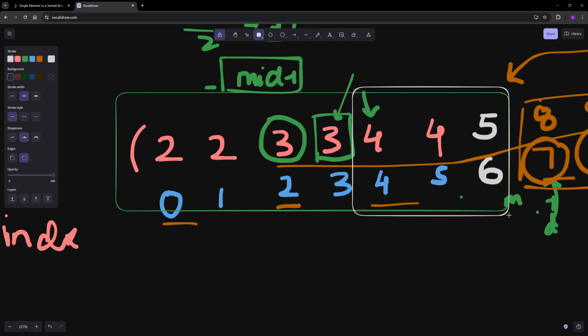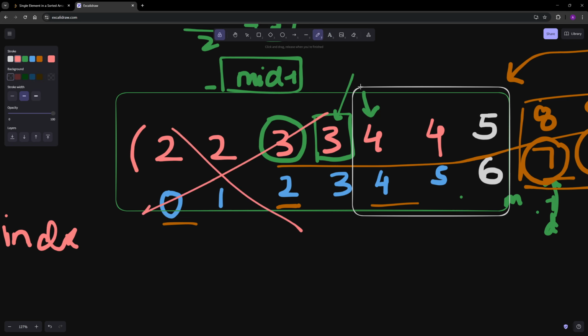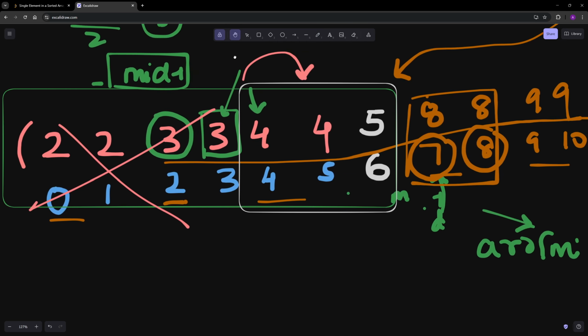The search space will be here. So effectively, I'm telling you that my answer will not exist over here. I'll cancel this. My answer will be somewhere over here. So that's where we try to converge again.